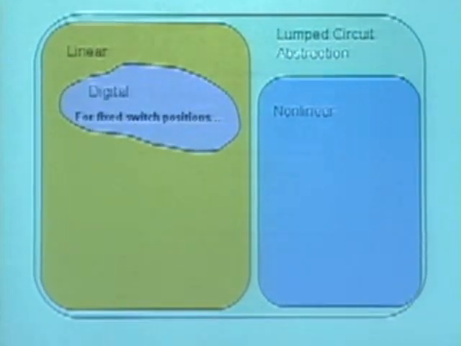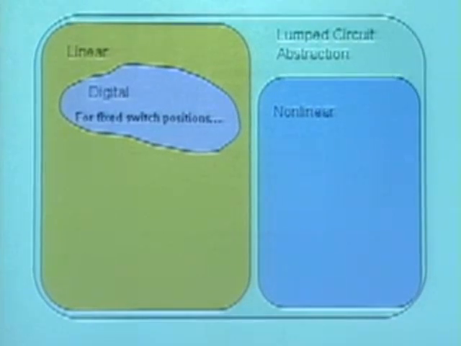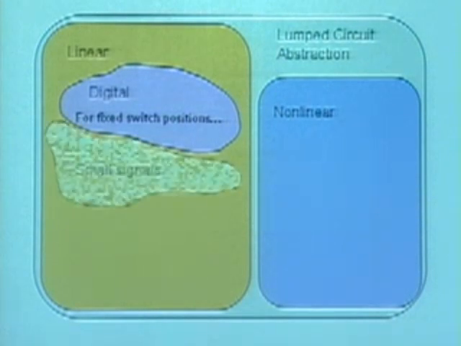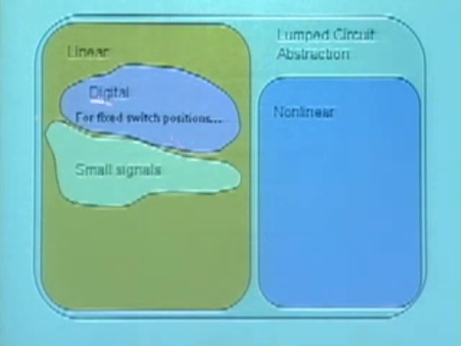Within linear, we also showed that if you take a digital circuit, at least as we understood them, and draw the sub-circuit for a given set of switch settings, if I set the switches in a given way, what I was left with was another linear circuit for a given value of all the switch settings. My small signal analysis was also linear.